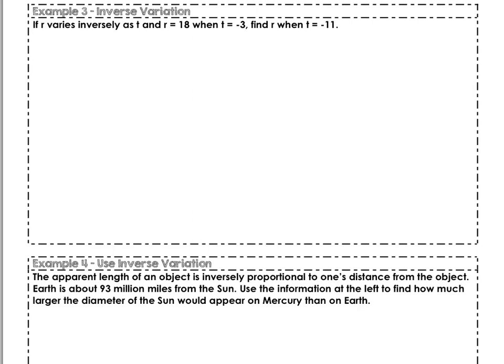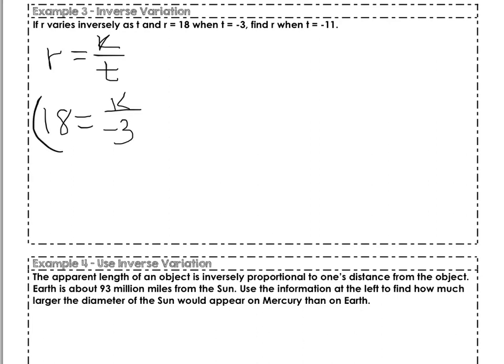Alright, we're on to our last two examples for variation. So the third type of variation we're exposed to is inverse variation. So we're given the equation if r varies inversely as t, that means we're going to use r is equal to k divided by t. And r is 18 when t is negative 3. And then I'm going to find r when t is equal to negative 11.